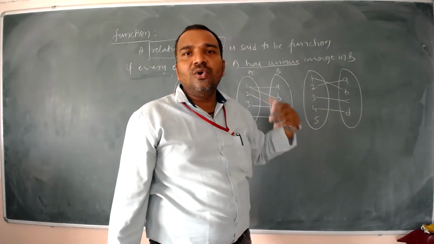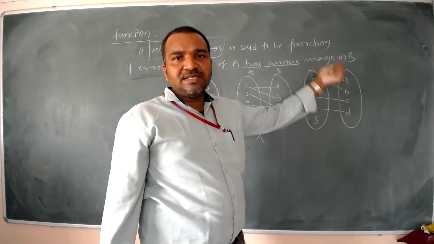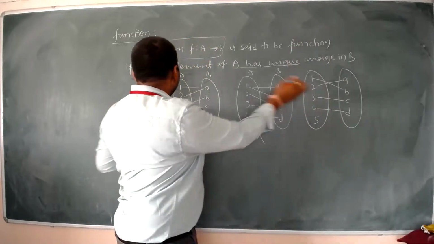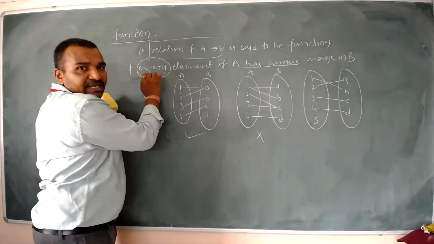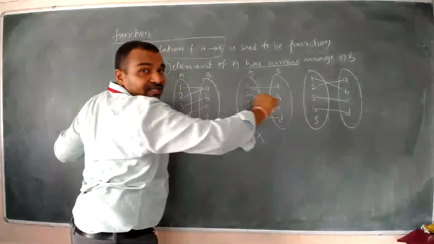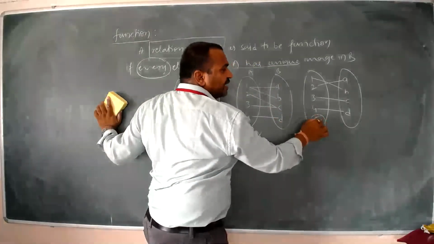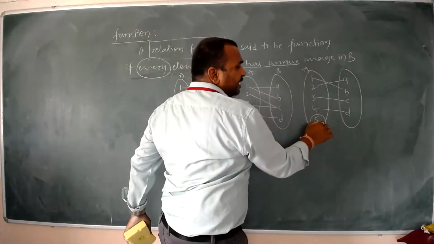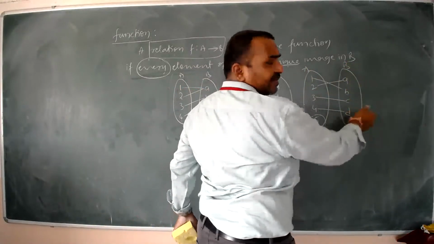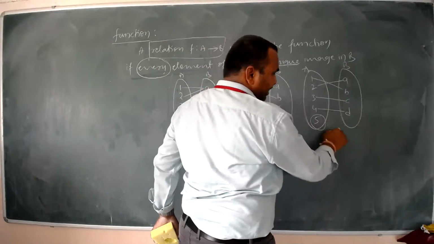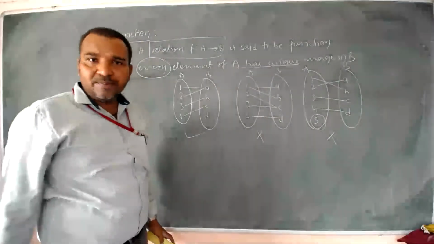Therefore, 5 has no image. 5 has no image means it fails the condition. What is the condition? Every element of the first set should contain a unique image. But here, the element is there in the first set, but it doesn't have any image in the second set. That's why it is not a function. Clear?